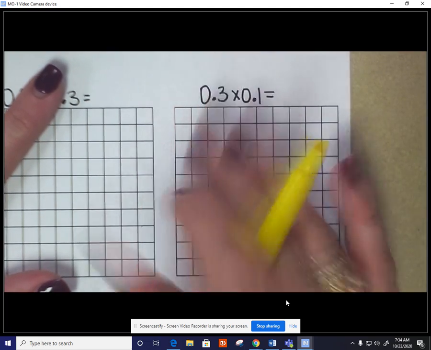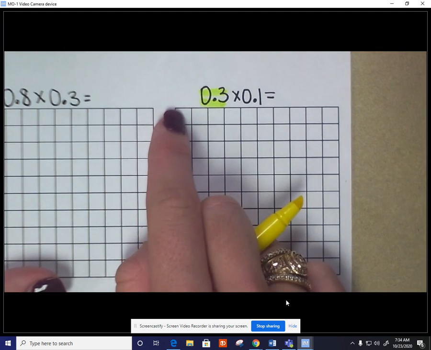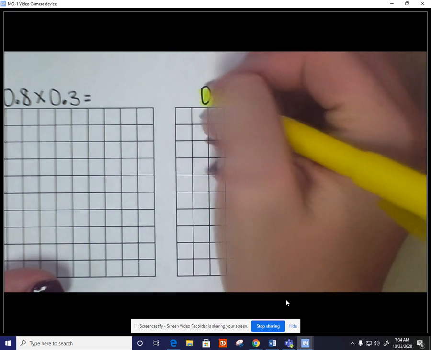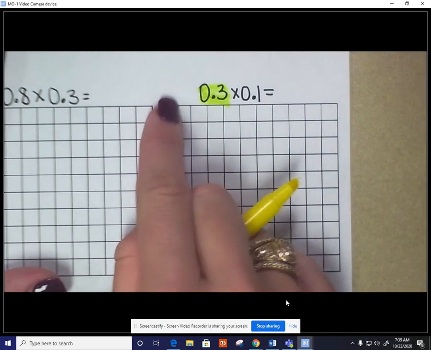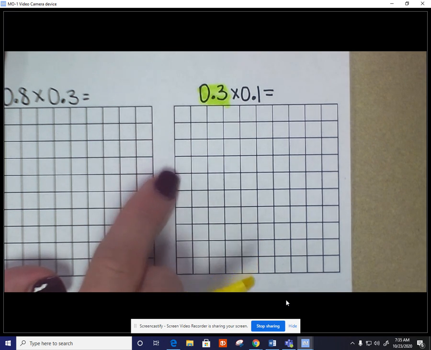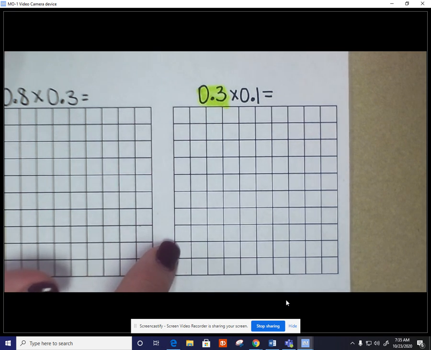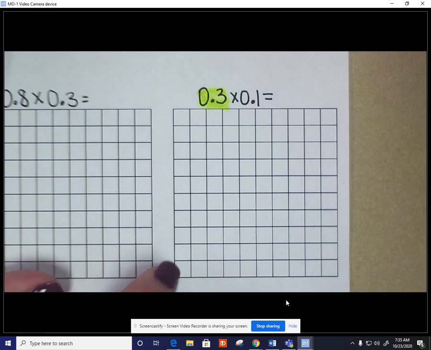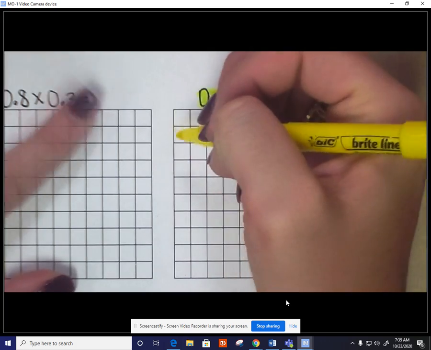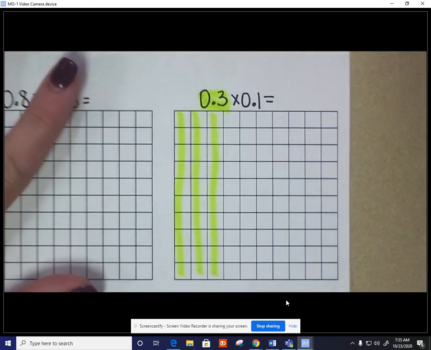I'm going to fill in my 0.3 on this hundredths chart. A hundredths chart shows that each individual square is 1/100th. So if each one is 1/100th, here's 1/100th, 2/100ths, 3/100ths, 4/100ths, 5/100ths, 6/100ths, 7/100ths, 8/100ths, 9/100ths, and after that it'll move on to 1/10th. So this whole column is 1/10th. So I want 3/10ths. I'll just fill in 3 columns.